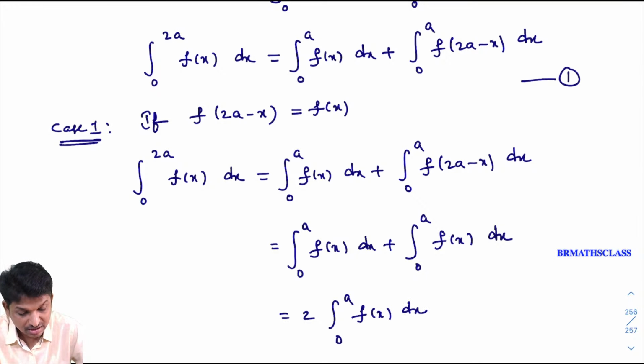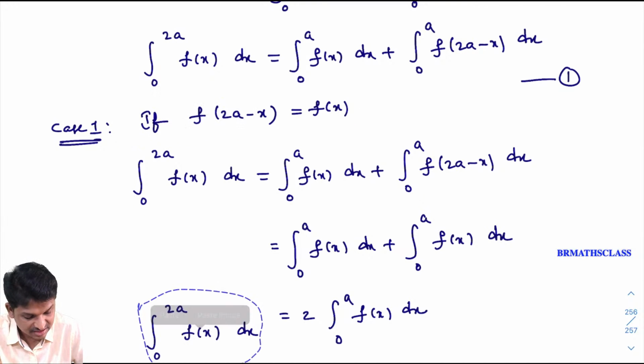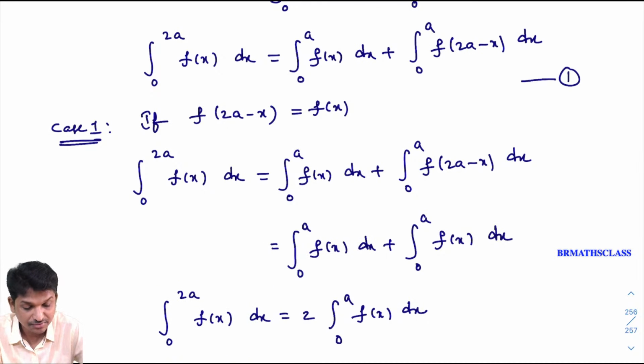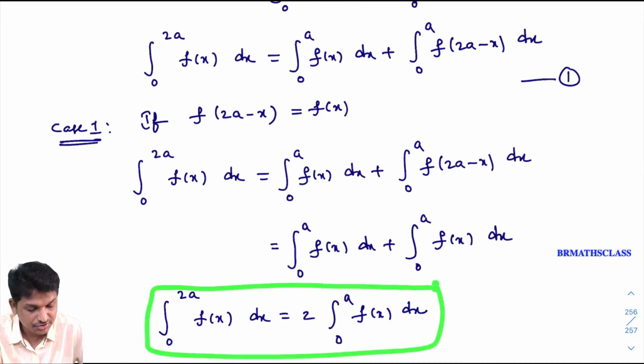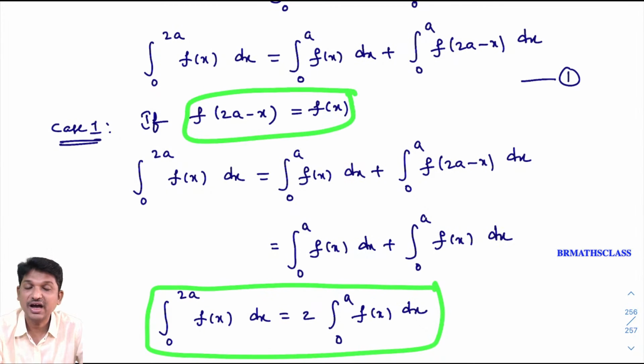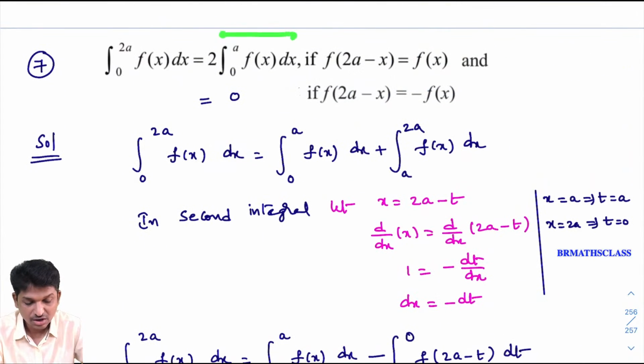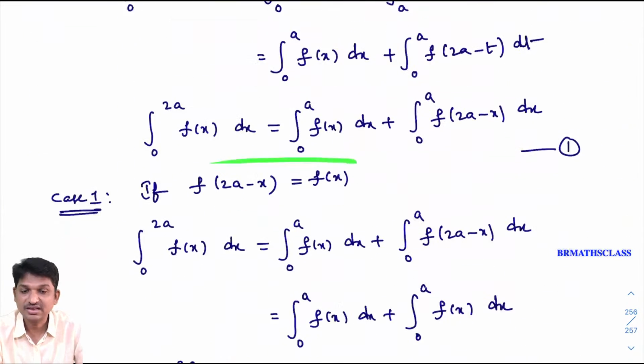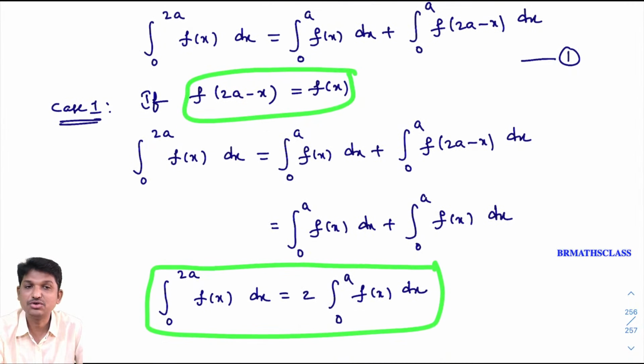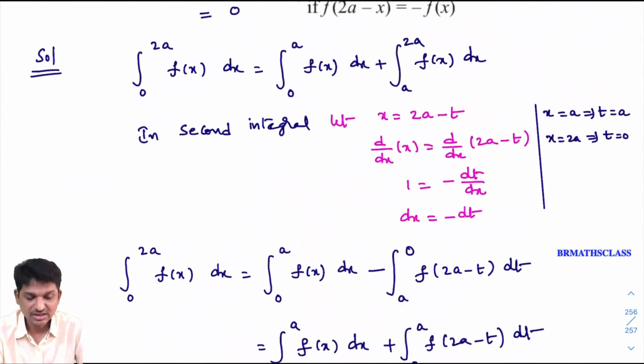So what did I get here? I got that integral of 0 to 2a f of x dx is 2 times integral of 0 to a f of x dx whenever f of 2a minus x is f of x. I hope you are all understanding. Whenever f of 2a minus x equal to f of x, then integral of 0 to 2a f of x dx is 2 times integral of 0 to a f of x dx. This is what they are asking to prove. Okay, so case 1 is over.